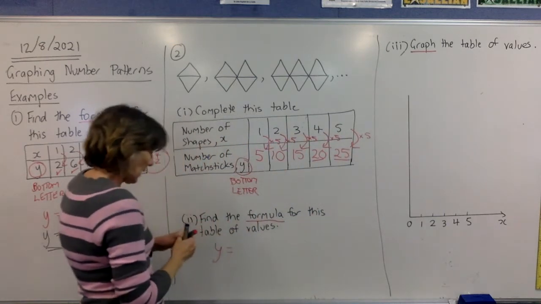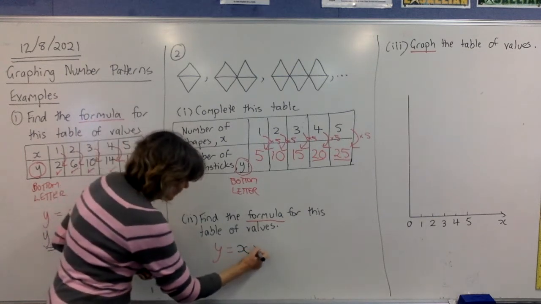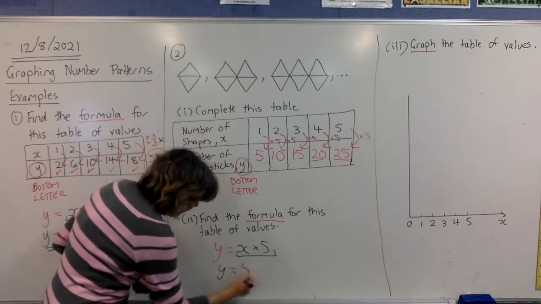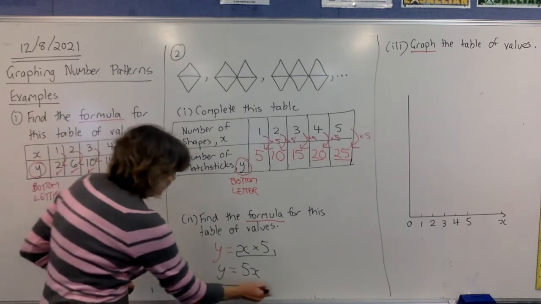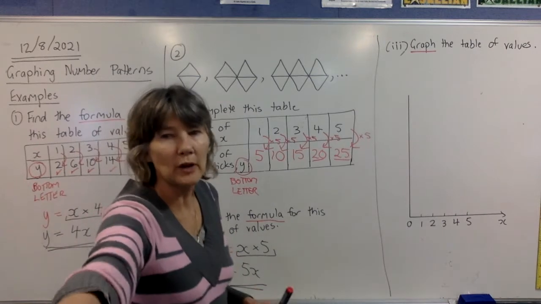So we can say that we are doing whatever the top thing is, which is x times 5. And let's just simplify that. That's 5x. Always put the number before the letter. Okay. Now, in part 3, this is the work we're doing today, is the graphing part.